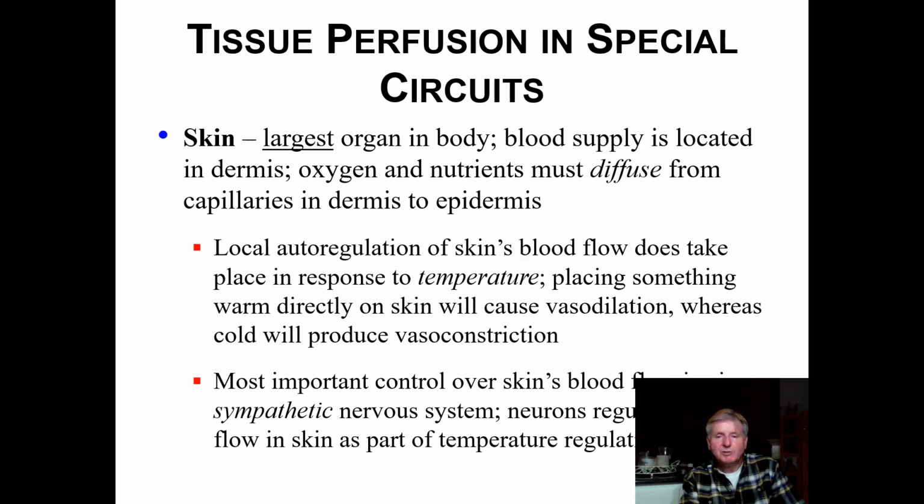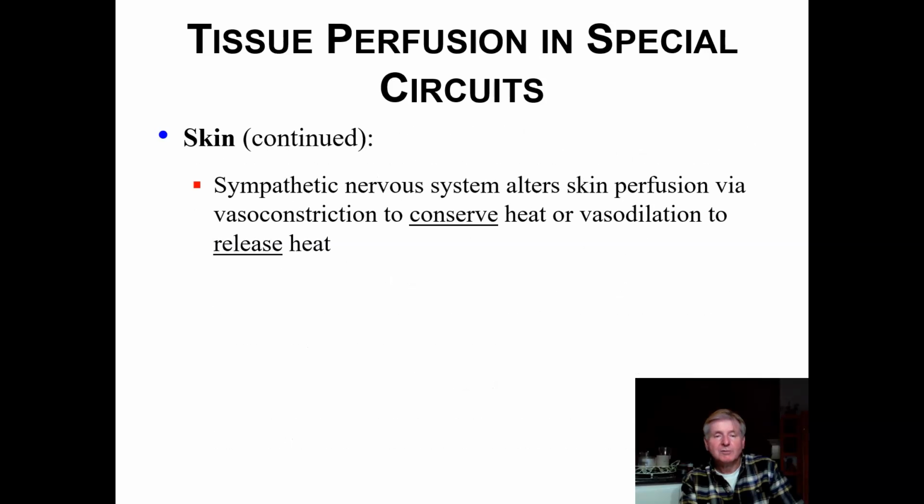So that's the reason when you place something warm directly on the skin, it causes instant vasodilation, whereas cold will produce vasoconstriction. But your most important control of your skin's blood flow is from the sympathetic nervous system. Those neurons regulate your blood flow in the skin as part of your thermoregulation. Also, your sympathetic nervous system alters skin perfusion via vasoconstriction to conserve heat or dilation to release heat.